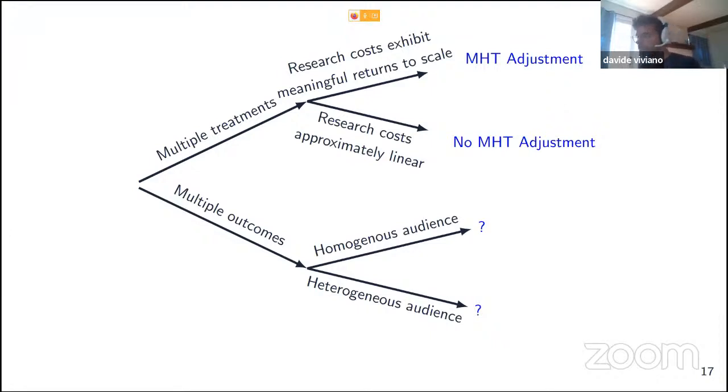All right, so to summarize this first part of the talk, when we analyze the case of multiple treatments, it turns out that whenever research costs exhibit meaningful returns to scale, then we need to do a multiple hypothesis testing adjustment, with a Bonferroni correction in the special case where there are no variable costs whatsoever, and there are only fixed costs. When instead research cost is approximately linear in the number of treatments, then there is no need to do any multiple hypothesis testing adjustment. Now, I'm going to briefly discuss the context of multiple outcomes in the following slides. So before I move on, any questions so far?